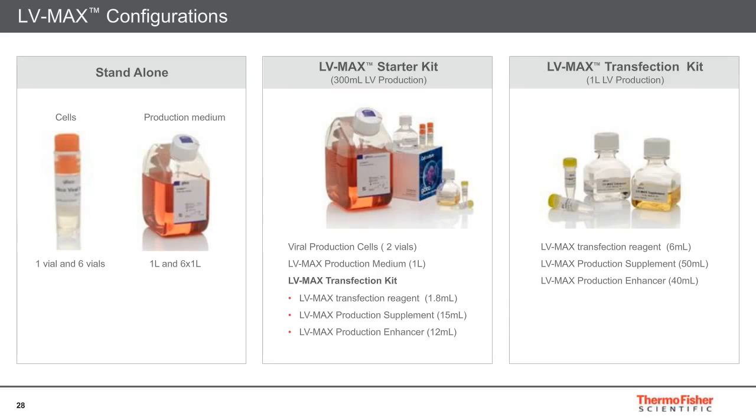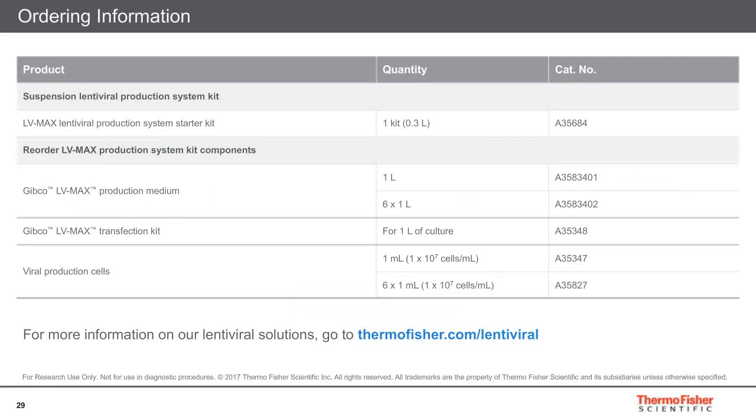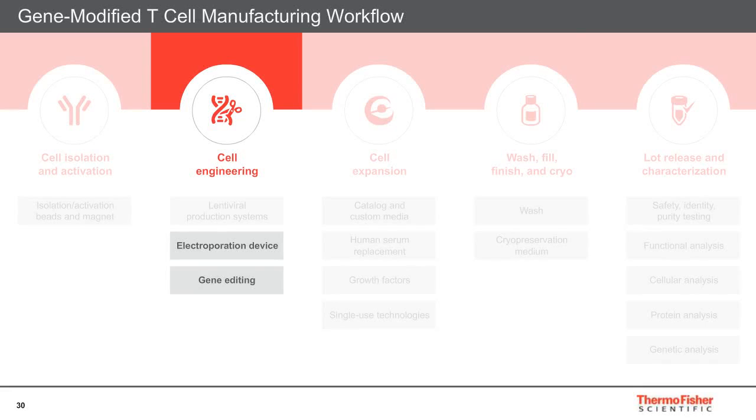We have different configurations. We have the standalone that comes with the cells and the media, so if you need to order more media or more cells. We have the starter kit. This is what we recommend to start, which has everything you need: the cells, the media, the transfection reagent, supplement, and insert. And then separately, we also offer the transfection kit that has the transfection reagent, the supplement, and insert separately. So this is the catalog number if you're interested, but really go on our website, thermofisher.com/lentiviral, and you'll have more information there.